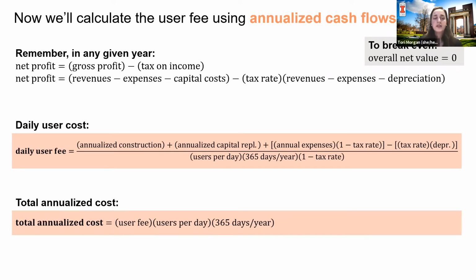If, instead of looking at the daily user fee, so how much we're going to charge each user per day, we can also just look at how much we are going to make in the year, so the total annualized cost. And that's just by multiplying the user fee by the users per day by 365 days in the year.